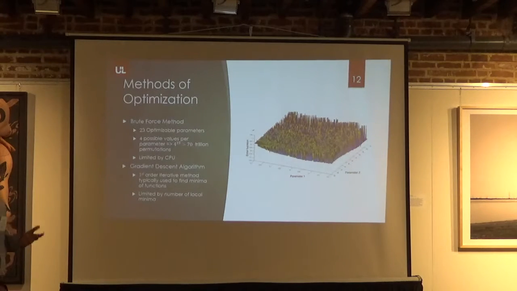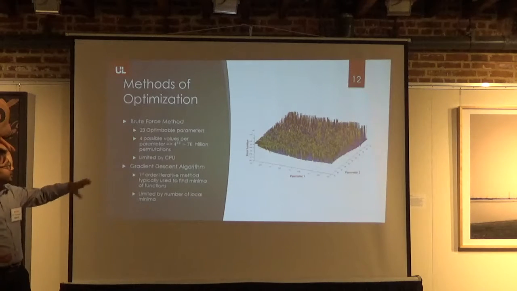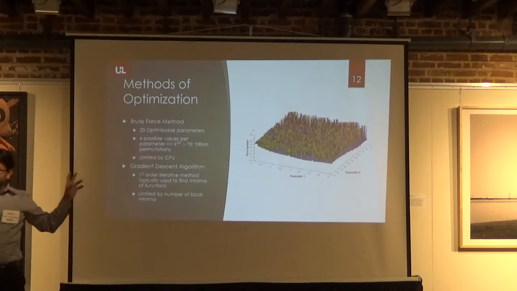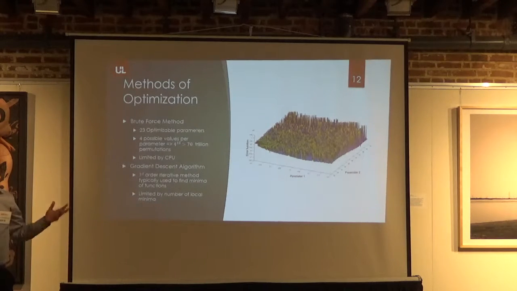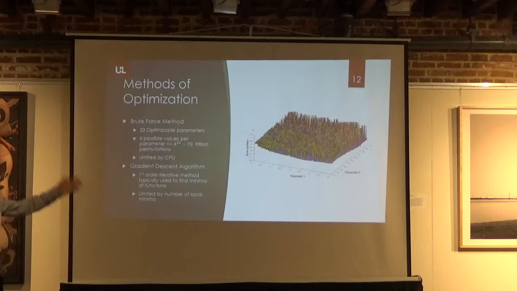So there are different optimization methods you can use. One of the naive methods is to use a brute force method. You just go through all the permutations you have. Now in this case, since I have 24 parameters, I'm just considering the 23 coming from the Hodgkin-Huxley model. If I consider each of these parameters to have 4 possible values, that would give me 70 trillion permutations. That's limiting myself to 4 possible values. If I go for 10, it would give me lots more than that. So that's not a very good method.